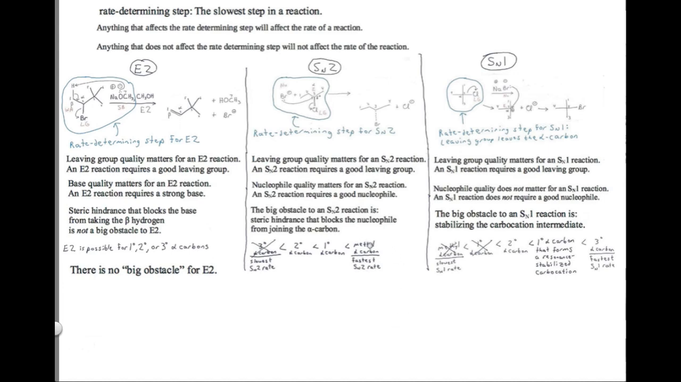Don't just say methyl alpha carbons are best, say methyl alpha carbons are best for SN2. Don't just say tertiary alpha carbons are best, say tertiary alpha carbons are best for SN1. Don't just say it is possible for primary, secondary, or tertiary alpha carbons, say E2 is possible for primary, secondary, or tertiary alpha carbons. When you're learning these facts, always label which type of mechanism the fact refers to.